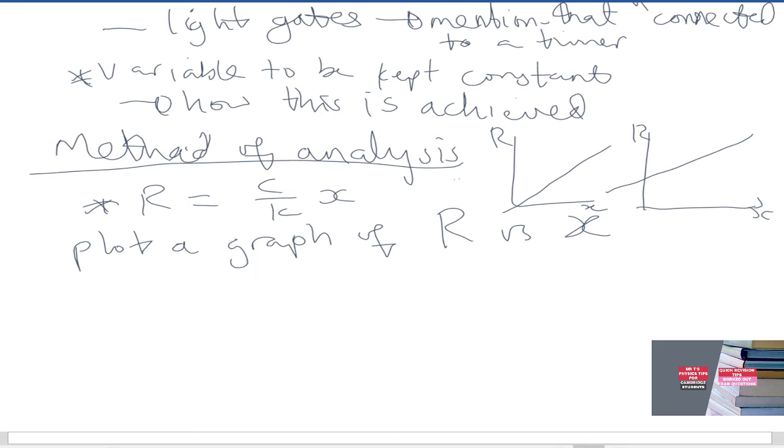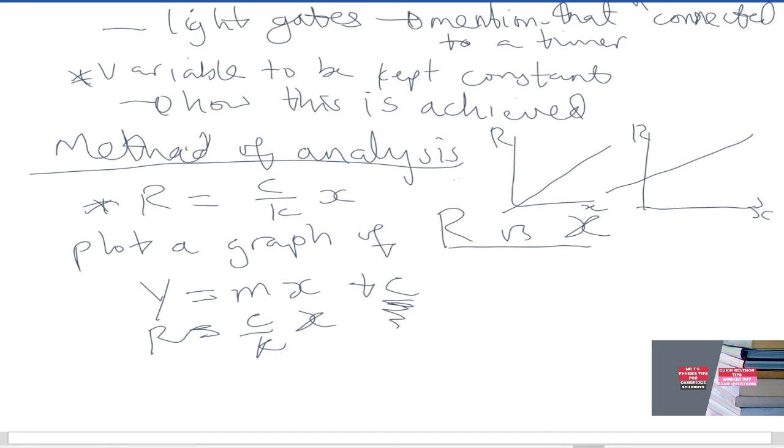Now, in this case, we are using the format y is equal to mx plus c to find the analogy between the two. So R is equal to C over K times X. Now, as you can see, there's no y-intercept. So which means you plot a graph of R versus X. So R will be your y, and then X will be your x, like that. So which means C over K would be equal to the gradient.